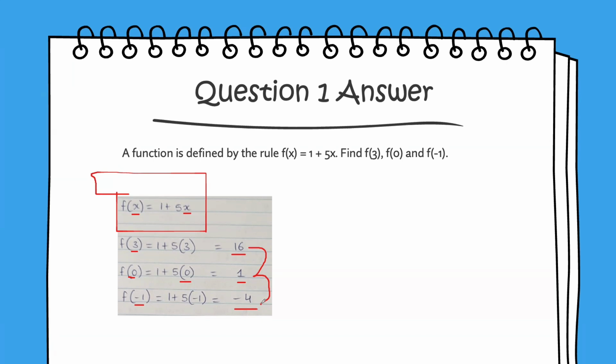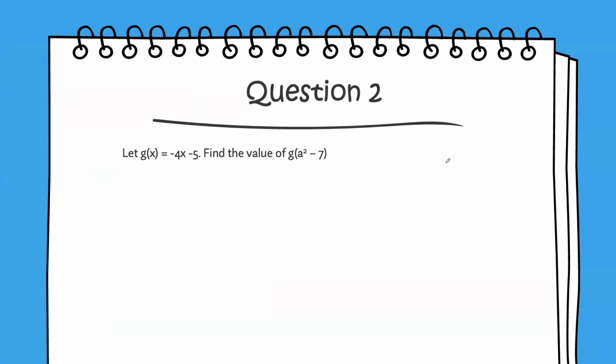Now, an input doesn't just have to be a number. We've looked at these examples, and all of these three inputs are numbers. We can get some cases where our input itself is another variable or another sort of algebraic term. So in this question, for example, we've got g of x is equal to negative 4x minus 5. Again, that's another function. Now instead of f of x, we'll just use g of x. It doesn't change anything, we're just using different letters.